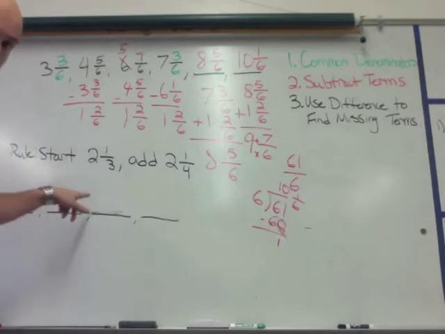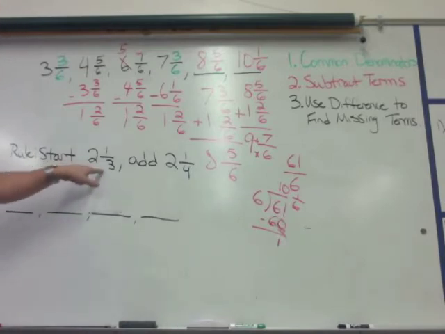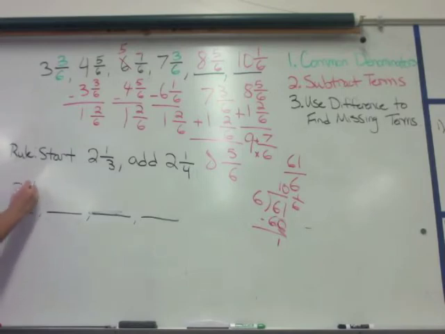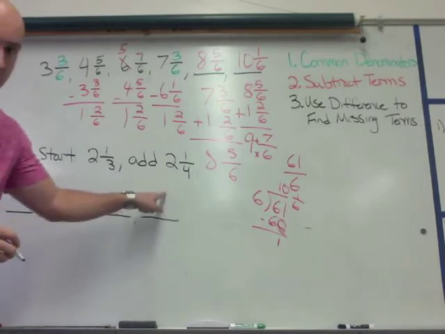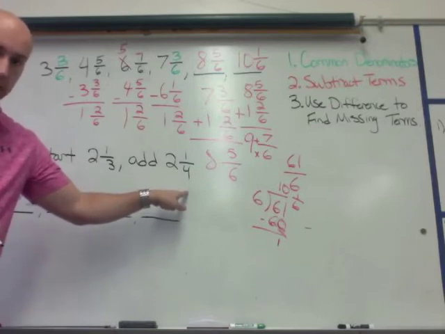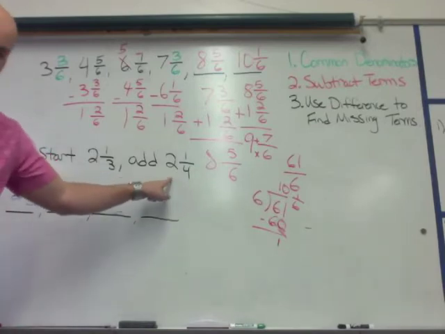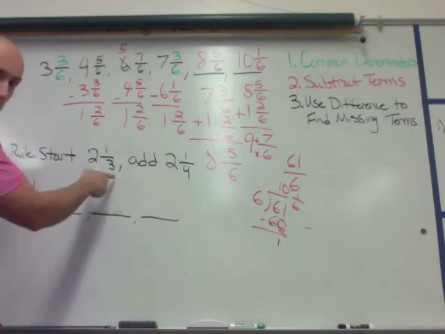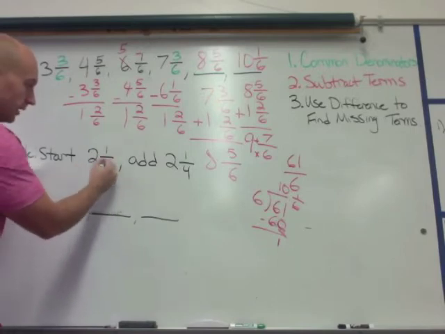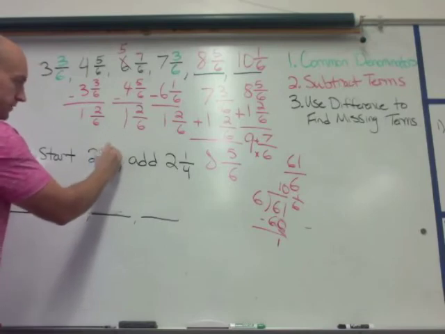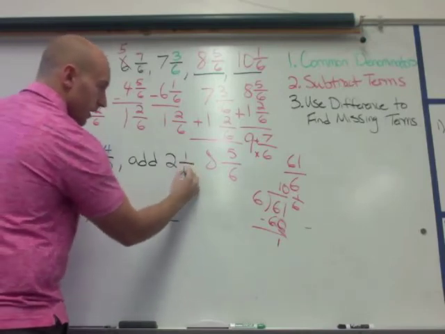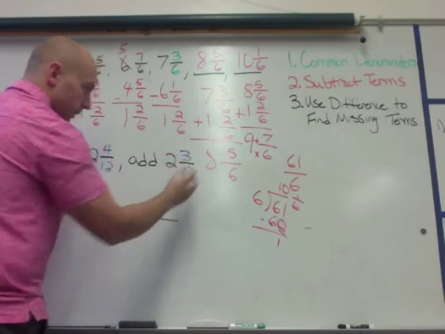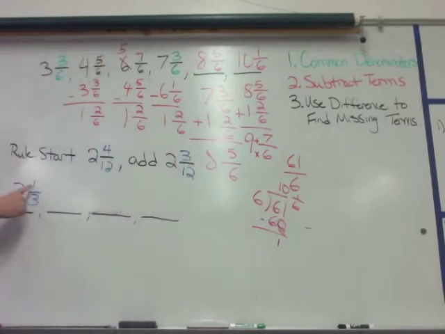So our rule is to start at 2 1/3. So I'm going to go ahead and write that down. 2 1/3. And then you're going to add 2 1/4 every time. So how do we add 2 1/4 to 2 1/3? We need to find common denominators. I know my common denominator is 12. So I'm going to change this to 12. I times it by 4. So this is 4/12. I'm going to change this to 12. I times it by 3. So this is 3/12. Okay, so I'm going to change my first term to 2 4/12.